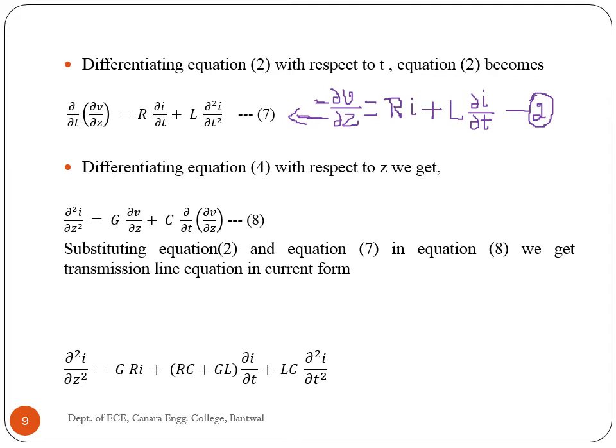Now if we differentiate equation number 2 with respect to t, we will get equation number 7. Similarly, differentiate equation 4. What is equation 4? ∂I/∂z = Vg + C ∂V/∂t. This is equation number 4. Equation number 4 we derived in the last class by applying KCL to the transmission line circuit.